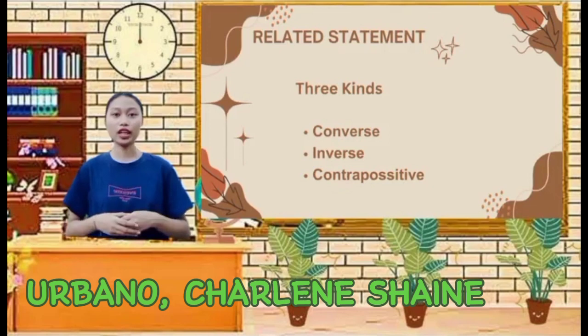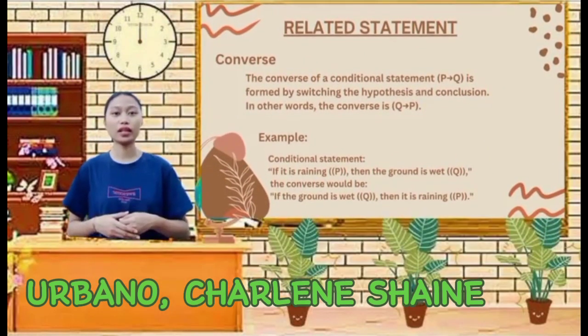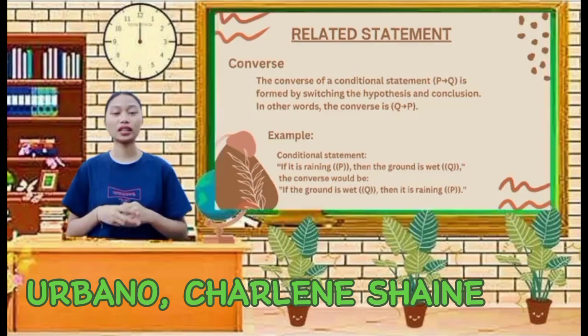Related statements. There are three kinds of related statements: the converse, inverse, and contrapositive. So what is the converse? The converse of a conditional statement is formed by switching the hypothesis and conclusion. For example, if you have the conditional statement, if it is raining, then the ground is wet, the converse would be, if the ground is wet, then it is raining.